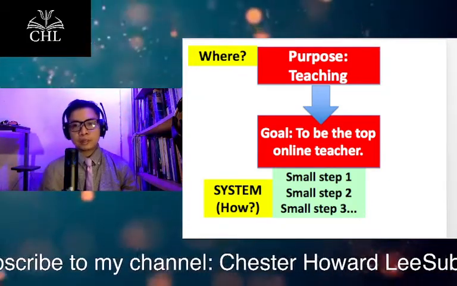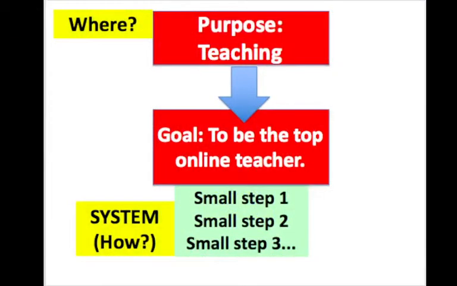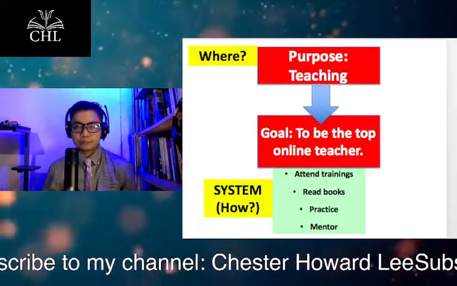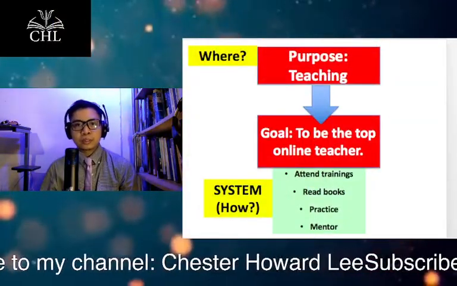Like for example, in the slide, no? Balikan natin yung slide. Small step 1, small step 2, small step 3. Dapat specific ka dyan. Halimbawa, ang purpose mo is teaching, yung goal mo is to be the top online teacher, yung sistema mo o yung strategy mo is by doing these small steps such as yon. You attend trainings, you read books, you practice, you find a mentor. Yan ngayon yung gagawin mo araw-araw to get you closer to your goal. Again, anong tawag dyan? Sa green box, ang tawag dyan, yan yung iyong mga strategies para mapalapit ka sa goal that you want to achieve.